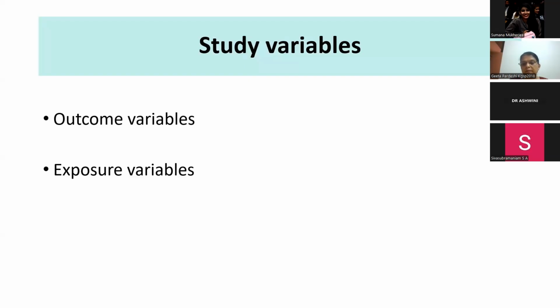Acute respiratory illness. Is the right outcome. Yes. So Ashwini says that acute respiratory illness is the outcome variable and the air pollution or the air quality is the exposure variable.